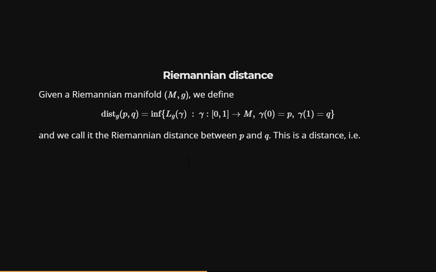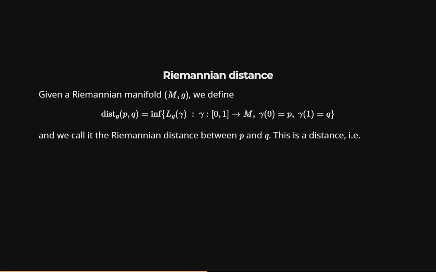Given the length of a curve, you can define a distance. So on a Riemannian manifold, you can define the distance with respect to the Riemannian metric between two points as the infimum of the lengths of all curves, piecewise smooth, piecewise Lipschitz, whatever, such that they start at P and end at Q. And this is called the Riemannian distance between P and Q.